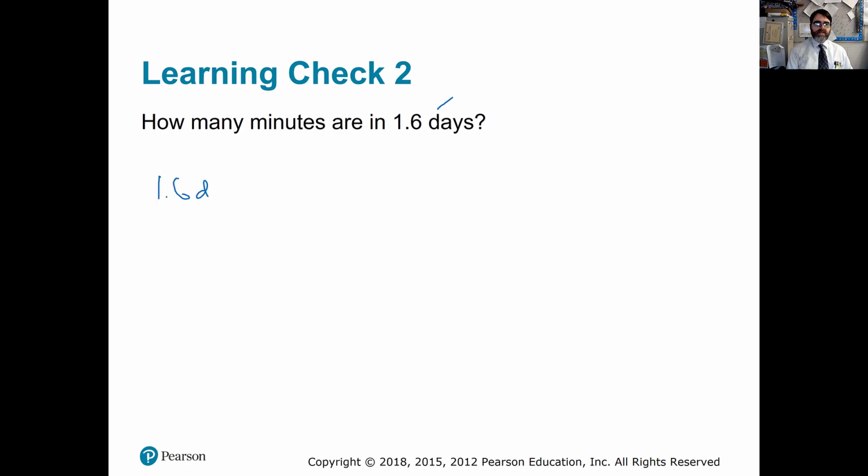So I'm given days, and I want to end up at minutes for my units. So we can do the conversion. Now, maybe you know how many minutes are in a day. I don't. So I'm going to do multiple conversion factors. I know I want days down here on the bottom. What can I turn days into? Well, I don't know how many minutes are in a day, but I do know how many hours are in a day. And so I'm going to put hours up here. Now I plug in my numbers. I know that 24 hours is 1 day.